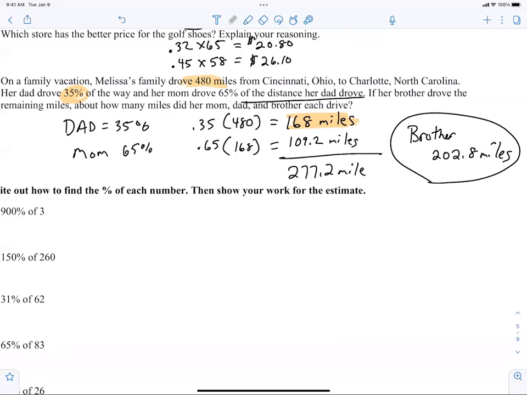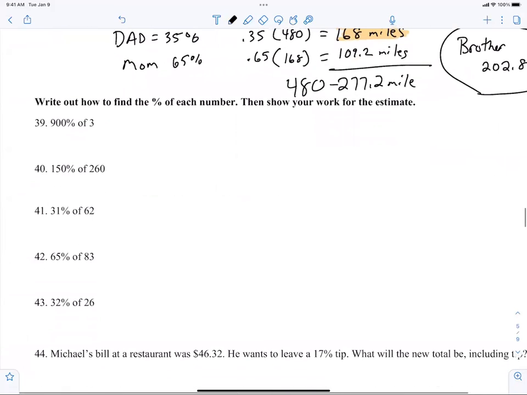480. Okay. So to get that, we did 480 minus that. Okay, that makes sense, right? Okay, here we go. So now, remember, again, I just want how you did this. I don't care what the answer is.